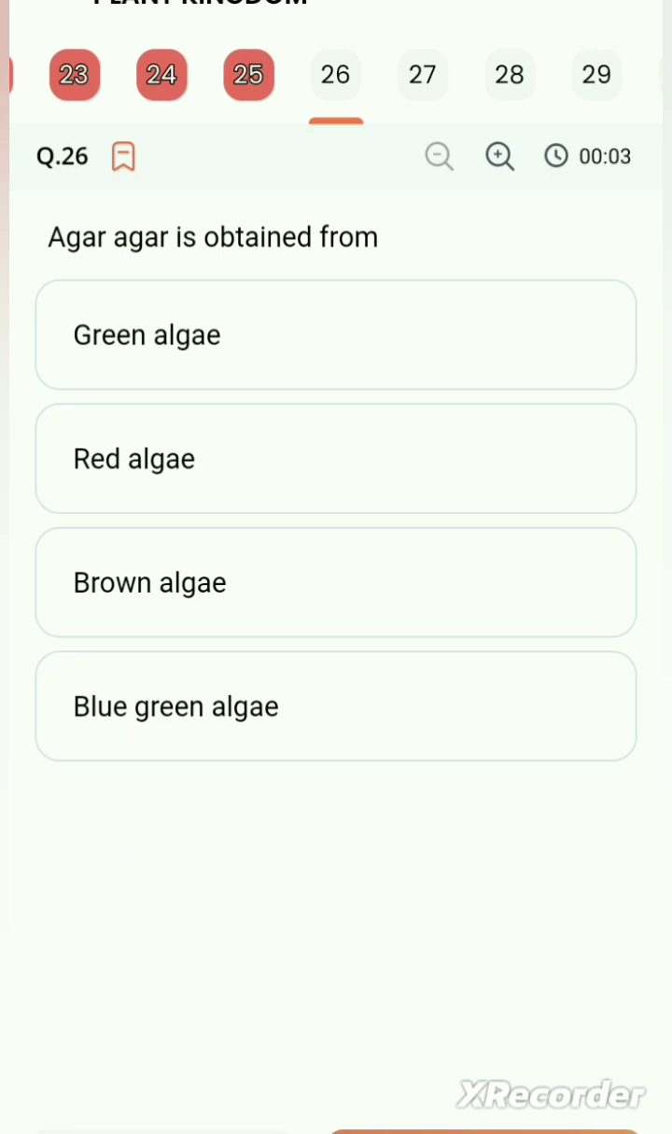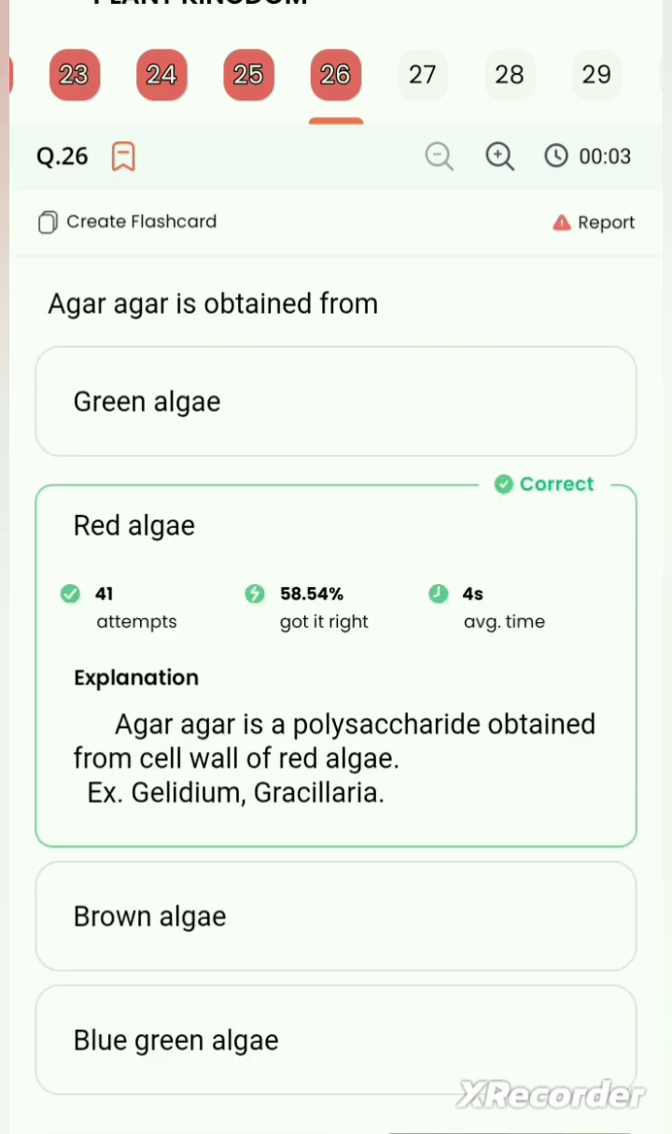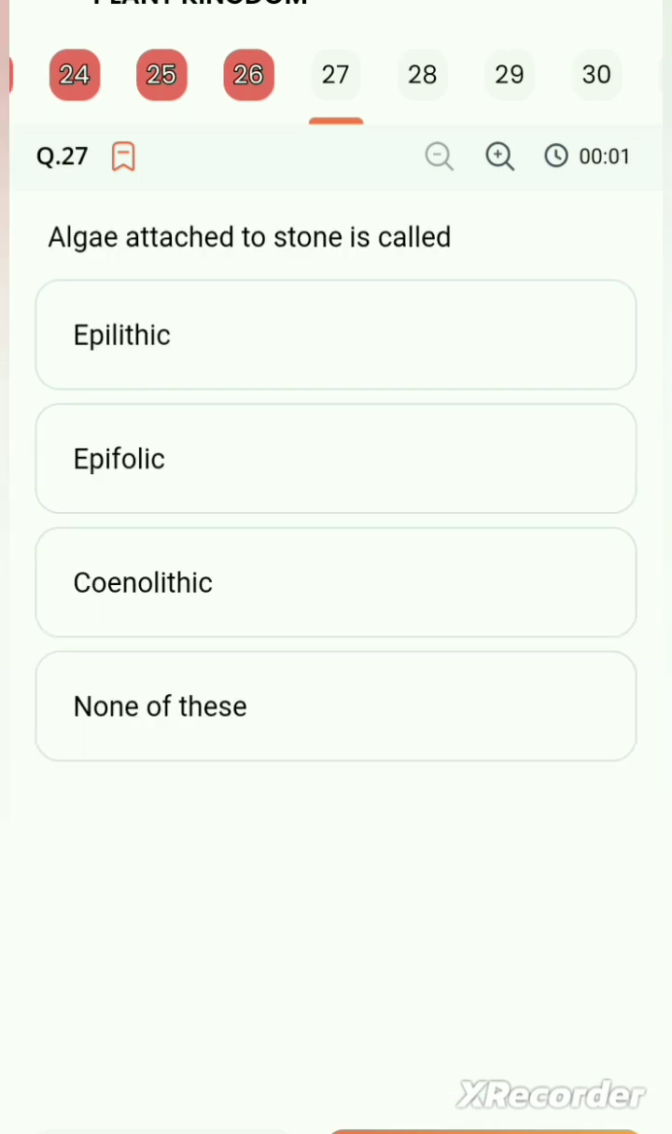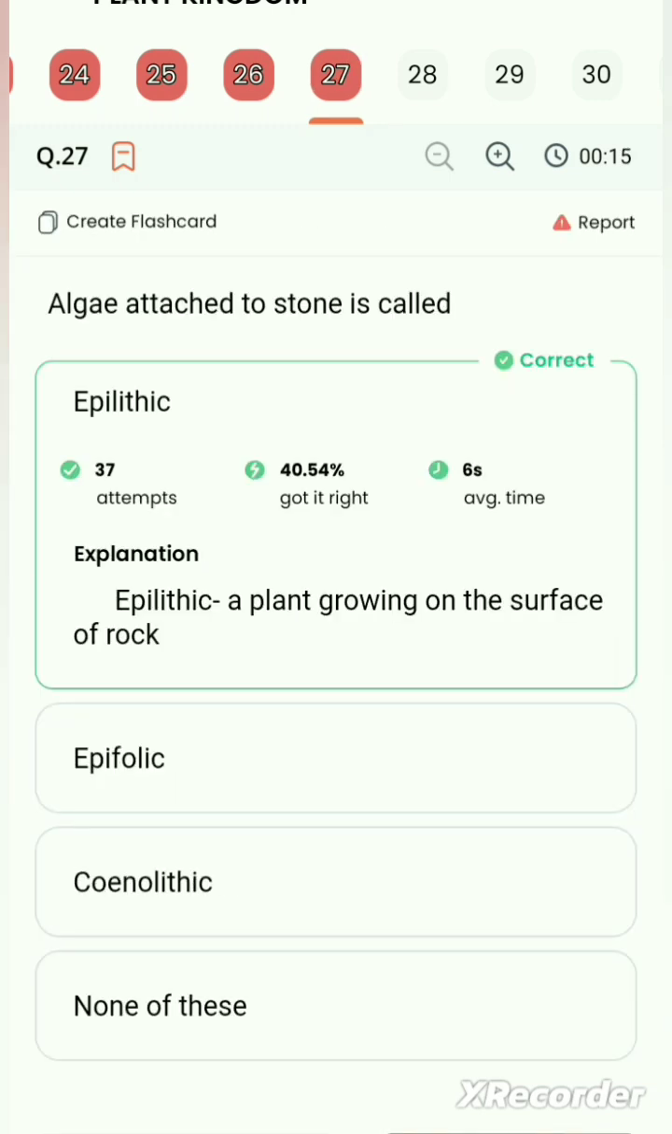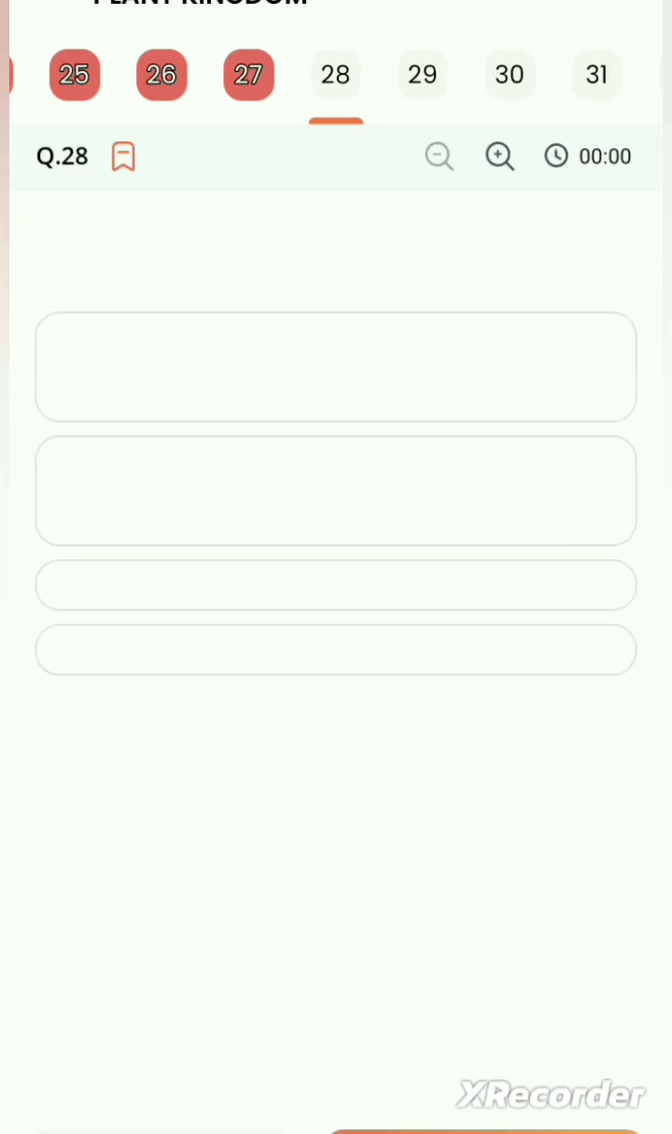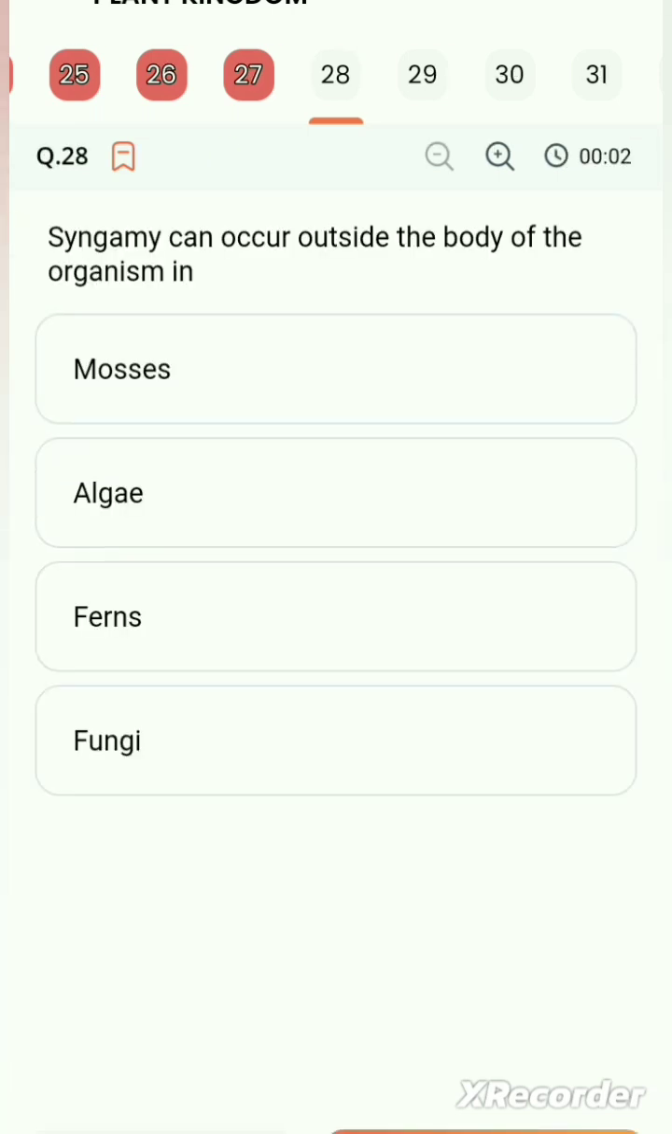Agar-agar is obtained from red algae again, Gelidium, Gracilaria. All the cell walls contain agar-agar, that is extracted, which is used for food. As a food, we are using it for making jellies and all. 27. Algae attached to stone is called epilithic. A plant which is growing on the surface of the rock, we call it epilithic.